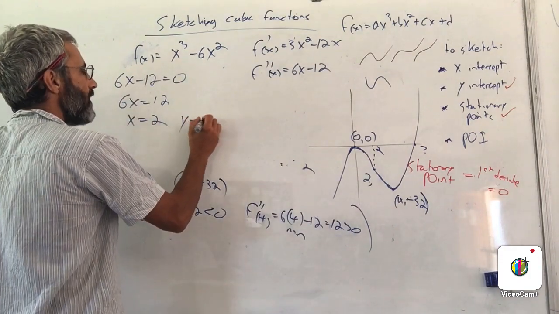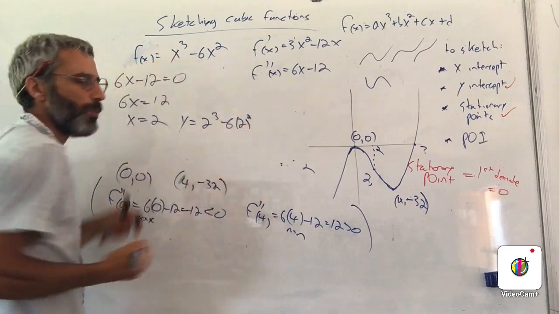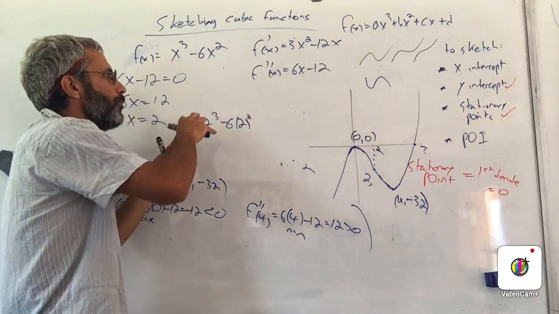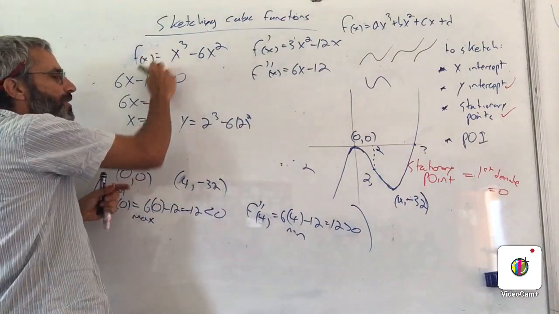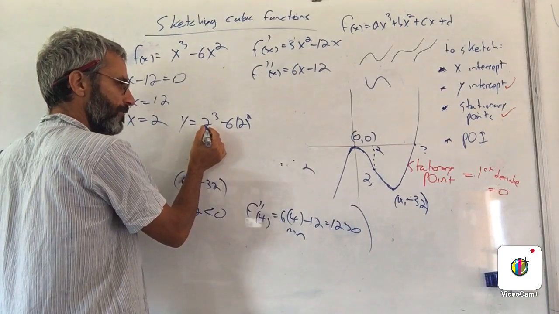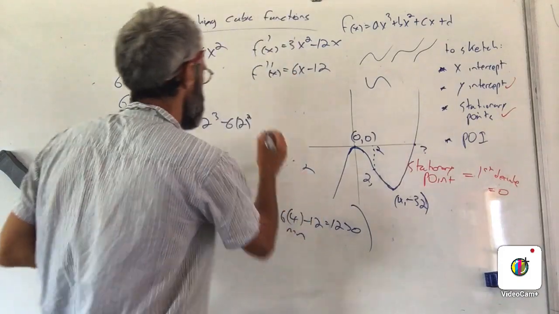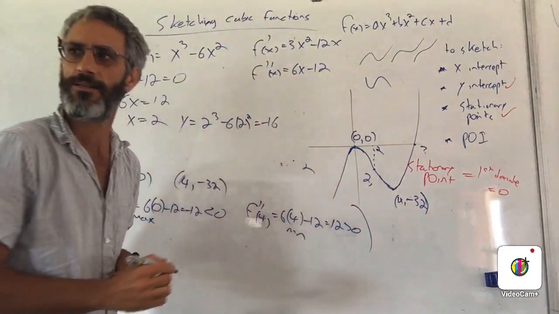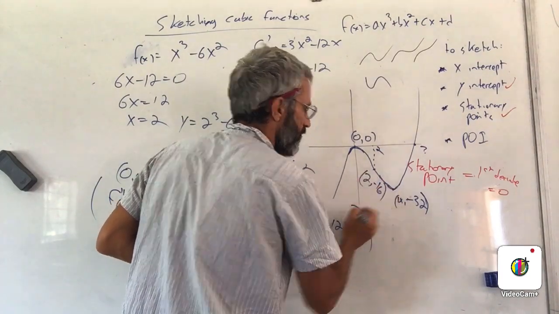So y is going to be equal to 2 cubed minus 6 times 2 squared. See, that's where things go wrong. People will put 2 maybe in the first derivative or the second derivative. Always to find the y, you sub it in the original function, and I'm getting 8 minus 24, which is minus 16. Does that make sense? So minus 16, which is also halfway, which kind of makes sense.